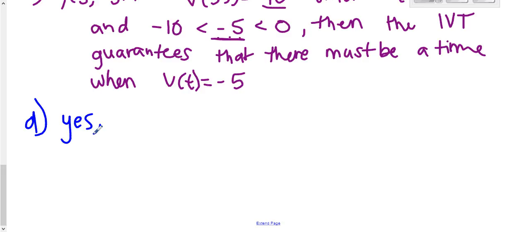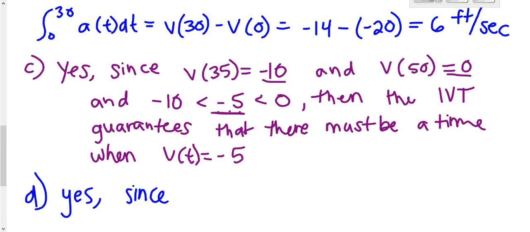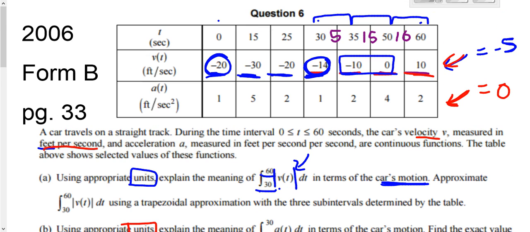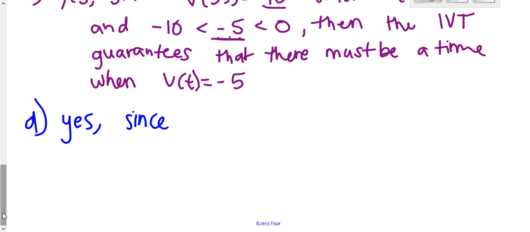But it's not by the intermediate value theorem. It's for a different reason. The reason why is, if we look up here and we look at velocity, is there any time where our velocity is equal to each other? In fact, if we look at velocity, it's -20 here and -20 here. So the velocity at 0 is equal to the velocity at 25. So let's start there, okay? The velocity of 0 is equal to the velocity of 25. Then we have the mean value theorem.